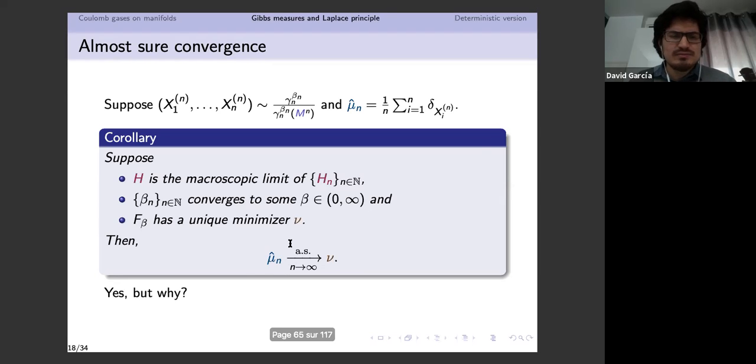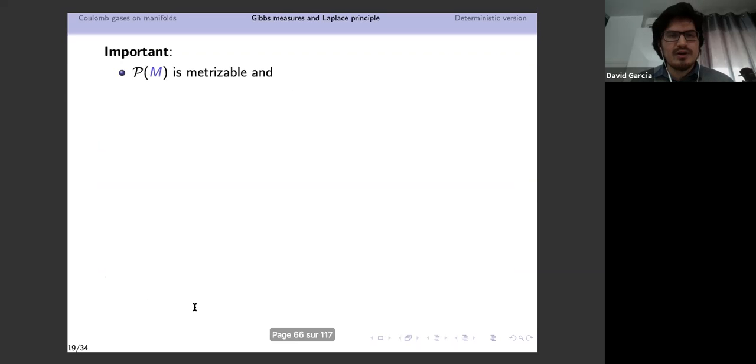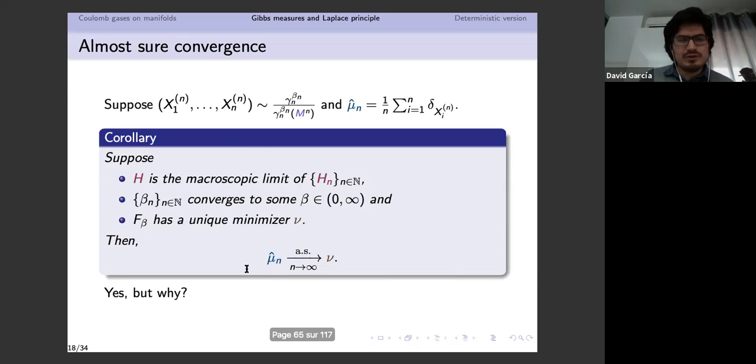But why does this happen? This is one of the important things I would like to tell you about, because it's kind of the main motivation, at least for me, to study large deviations in this setting. So I will try to describe the proof of this corollary using the large deviation principle.